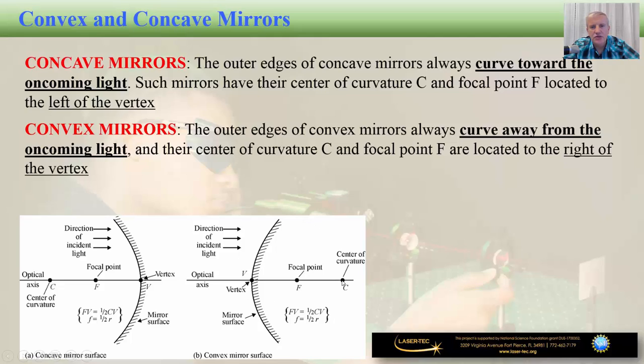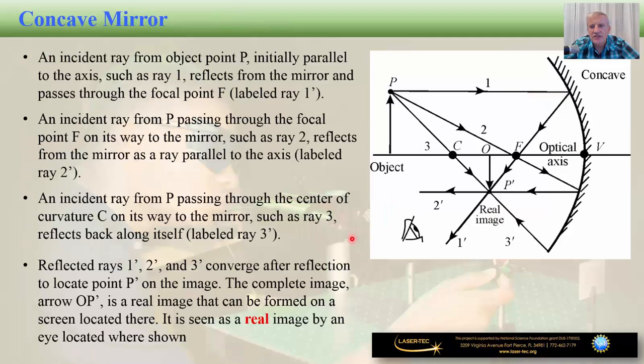Their center of the curvature and the focal point are located to the right of the mirror. So that's how you can recognize or distinguish between the concave mirror and a convex mirror by using the terminology and definition as explained on this specific slide. Okay, let's now explain how we can trace light rays through a concave mirror.